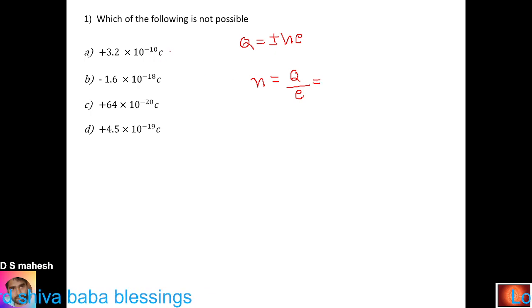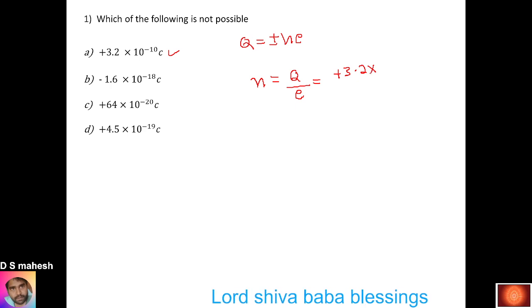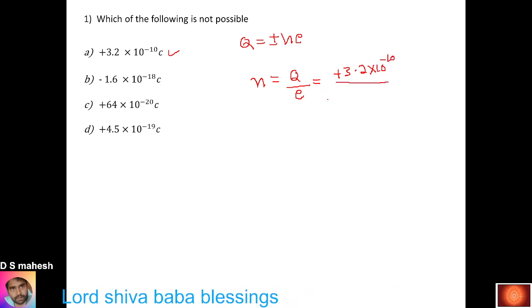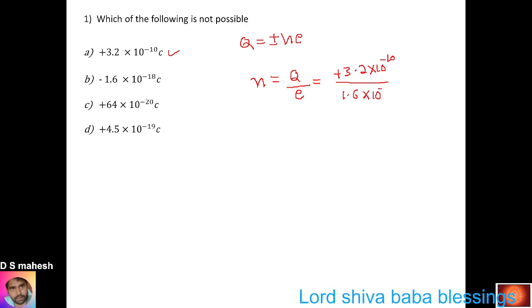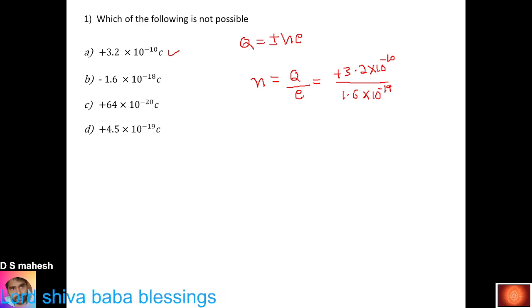Let us consider the first case. The charge is plus 3.2 into 10 to the power of minus 10, divided by, what is the charge which is present on an electron? You all know that, that is 1.6 into 10 to the power of minus 19. It's actually 1.602 into 10 to the power of minus 19, so for calculation you can take it as approximately 1.6 into 10 to the power of minus 19.